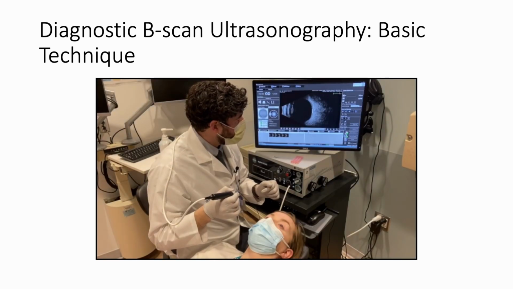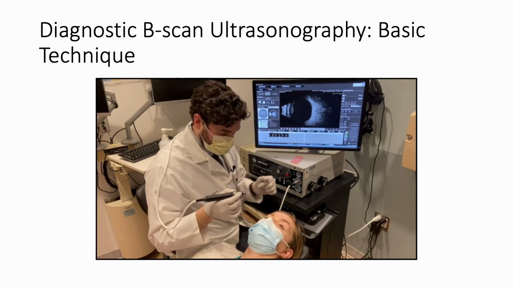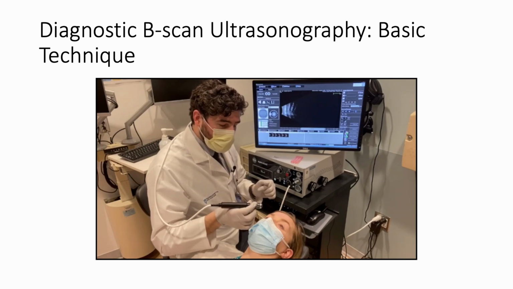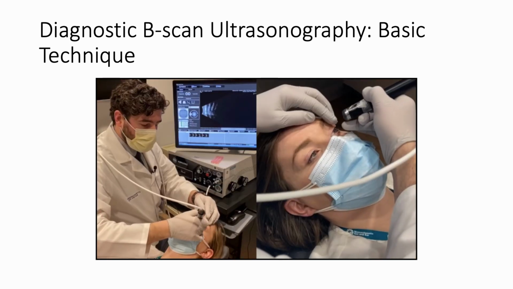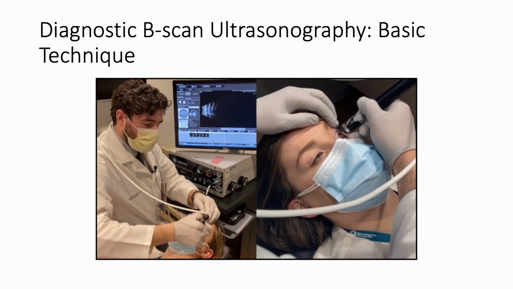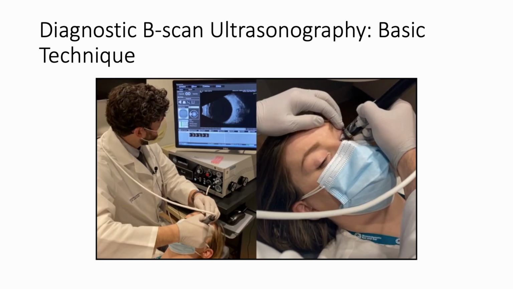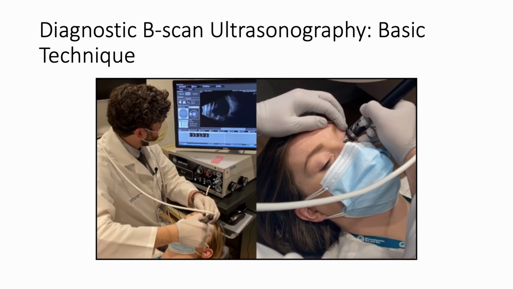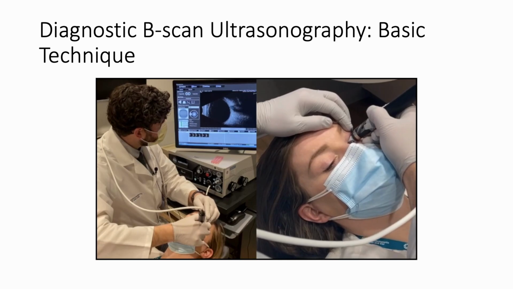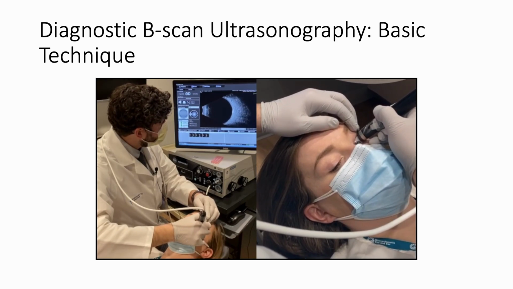Now that we've imaged the posterior pole, we can look at 4 quadrants. So first we'll look nasally, keeping the probe marker superior. Direct the patient's gaze nasally. The probe marker positioned in the limbal region. Sweeping anterior to posterior to evaluate the nasal quadrant. Landmarking at the widest volume of the globe.